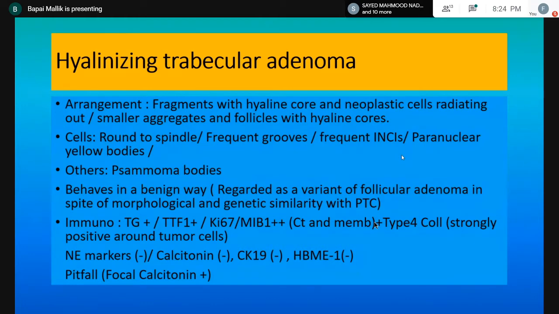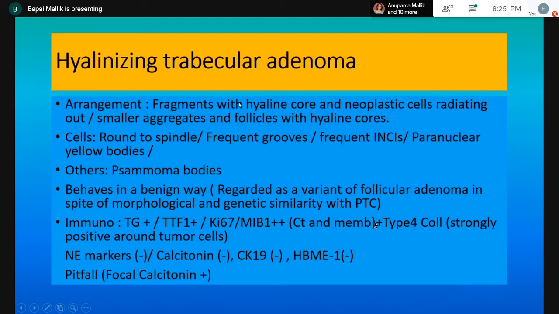The next one is a very tricky one, because this is technically not a malignancy. It's called the hyalinizing trabecular adenoma, and I guess that many cytologists across the world have made the mistake of calling this particular variant a papillary thyroid carcinoma. So it's called the hyalinizing trabecular adenoma. This is not a papillary thyroid carcinoma. So here we have actually got a couple of cases I'm going to show you the pictures from.